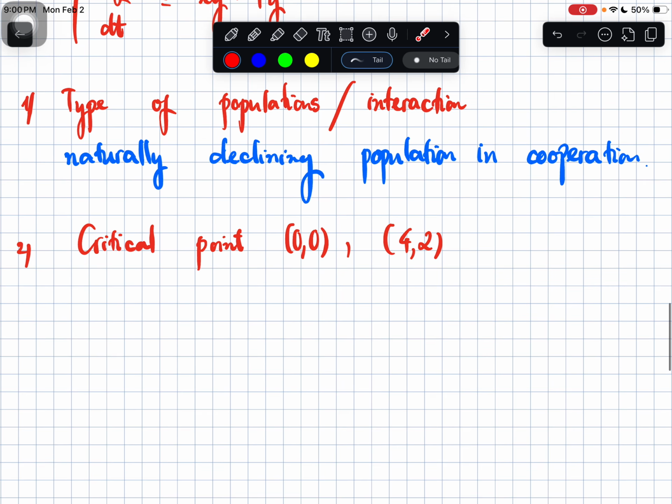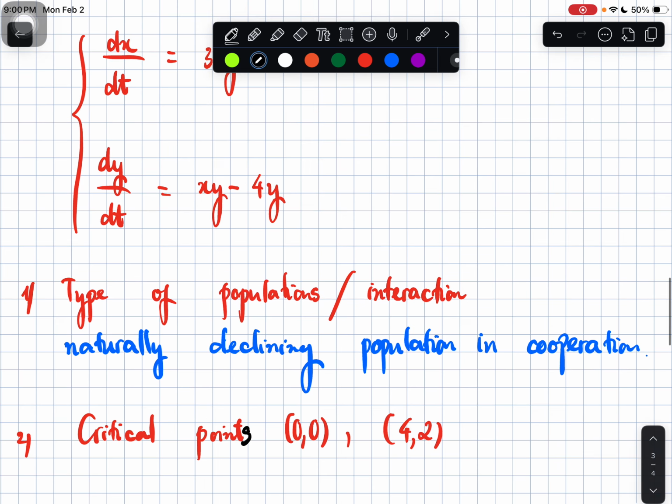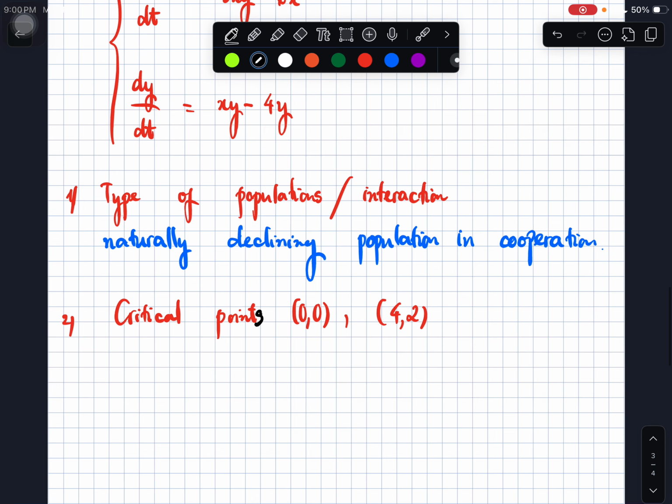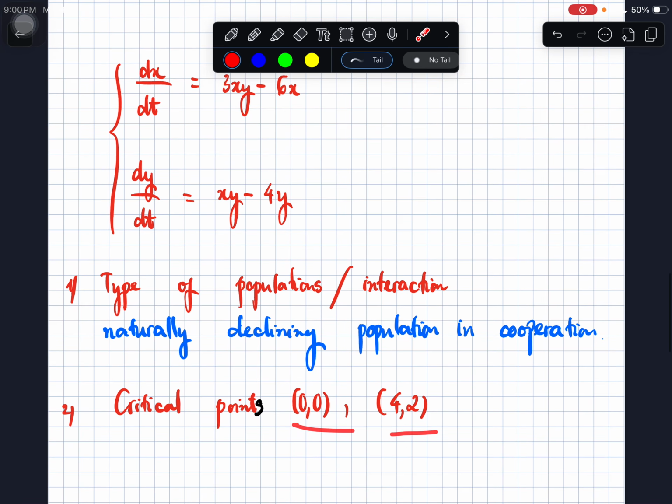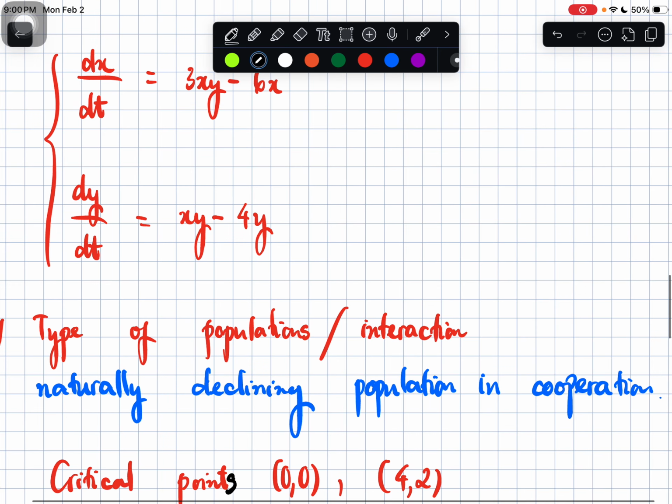Second, they give us the critical points (4, 2) and (0, 0). We will look at the behavior near these two critical points. So let's compute the Jacobian matrix. Call the two right-hand sides F and G.